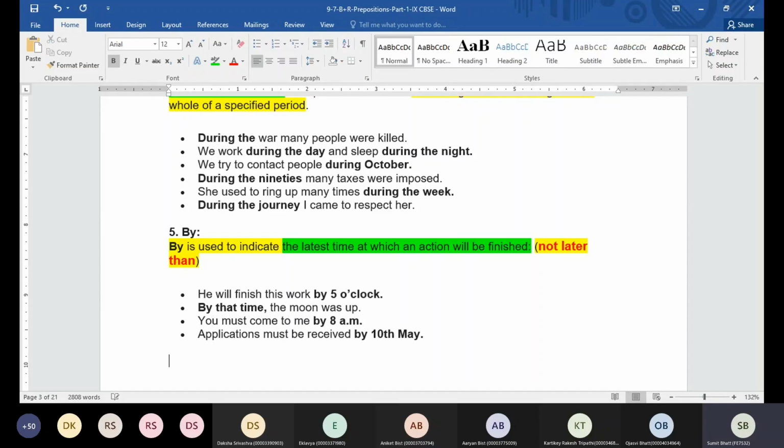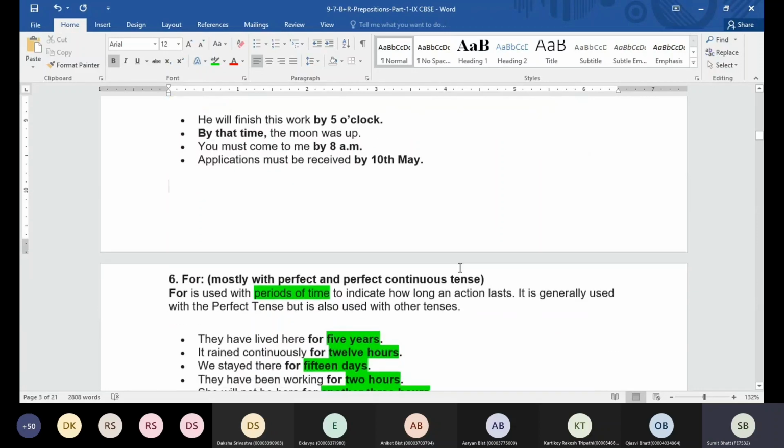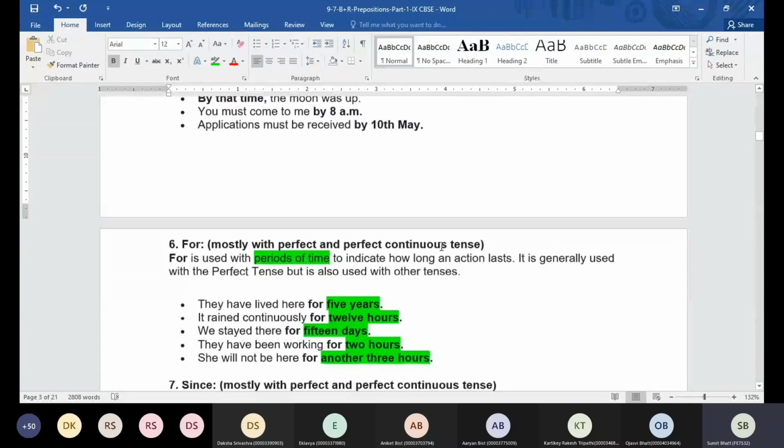Now next word is going to be for and since. Since and for we have done already when we were dealing with perfect and perfect continuous tense. But let's understand about since and for one more time. So for is basically used when we are referring to perfect and perfect continuous tense. For is a word, guys, we actually can use in all the tenses when you want to denote the period of time. But generally we use it with perfect and perfect continuous tense.